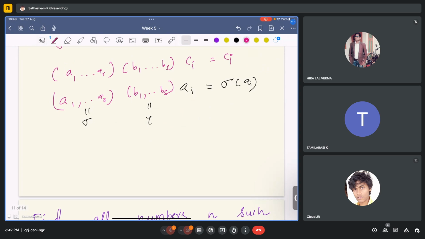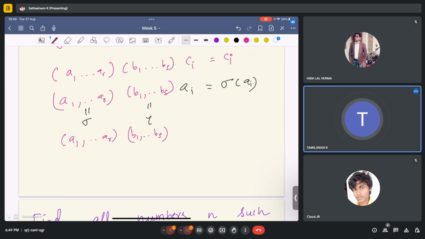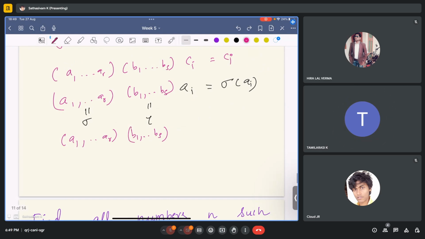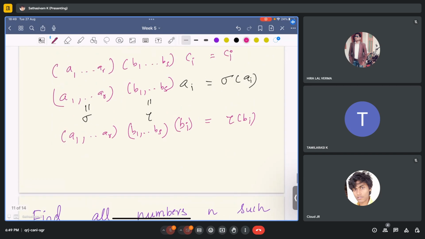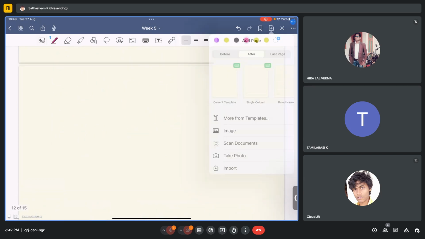Similarly, if you start with A1 to R, and now let's say you apply BI. Now what happens here? There is no BI here, only in the tau there is a BI. So when you apply it, it became tau of BI. Now you compute it the other way around also. Let's compute tau sigma also.